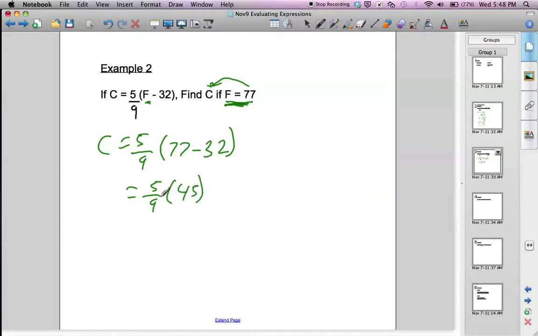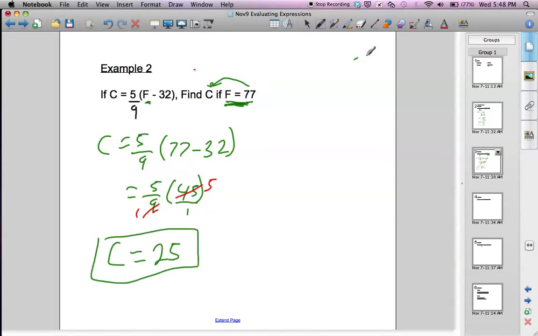45. Okay, so remember, when you're multiplying a fraction, you can cancel here. So we have 9 and 45. That's like 45 divided by 9, which gives you 5. So that's going to be 5. That's going to be 1. Basically, we've just got 5 times 5 out of 1 times 1, so that's just going to be 25. So 25 degrees Celsius is the same as 77 degrees Fahrenheit. Okay, next example.